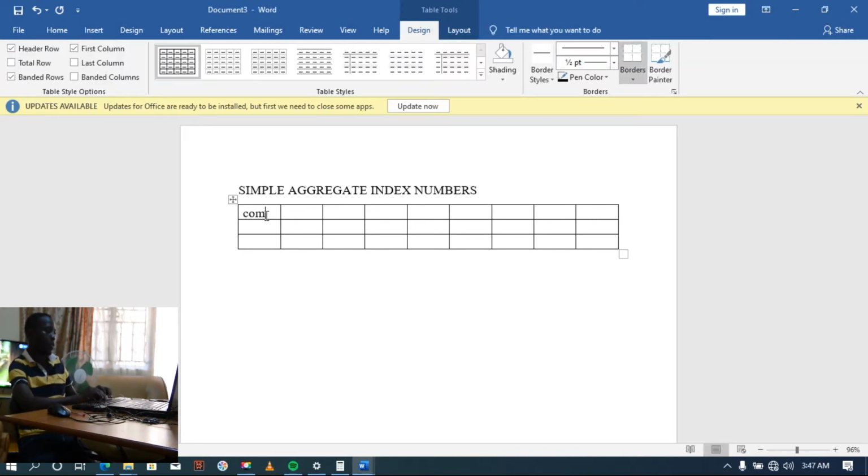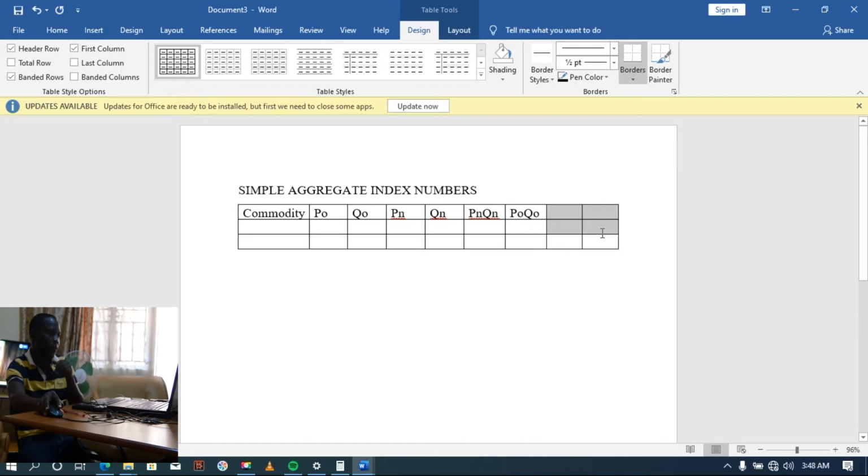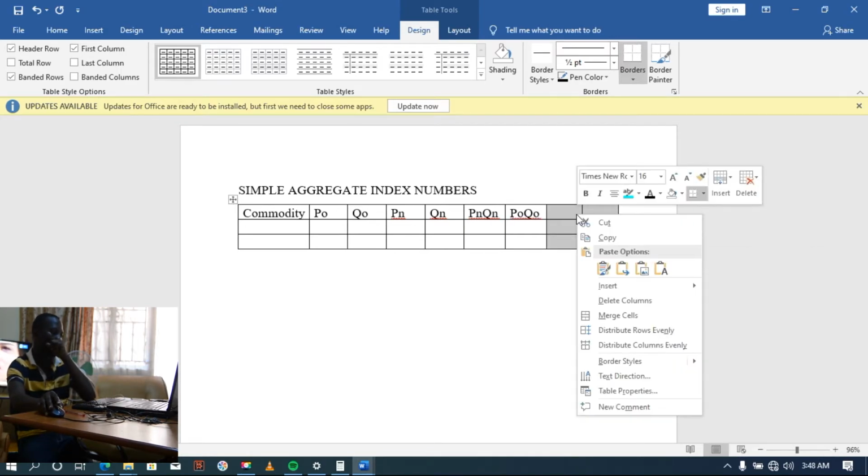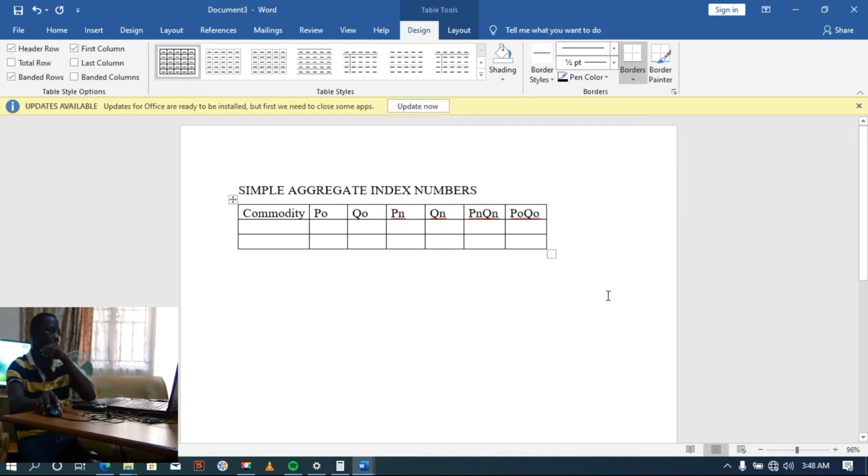So we shall have commodity, we shall have Po, we shall have Qo, shall have Pn, shall have Qn, we shall have PnQn column, then we shall have PoQo column. So we find that the last two columns of PnQn and PoQo will enable us to compute the simple aggregate value index.